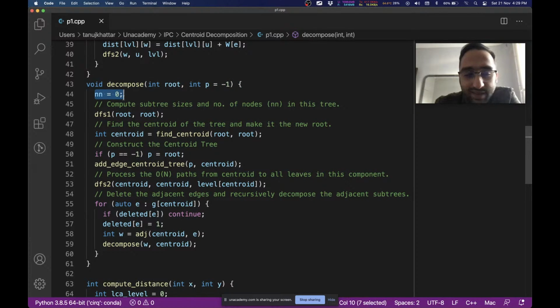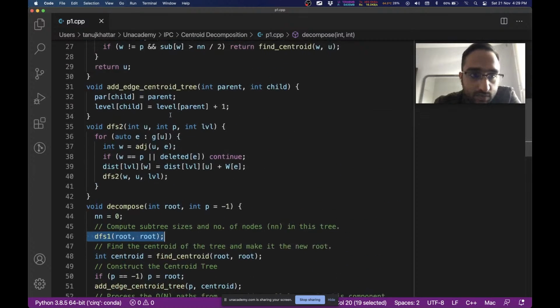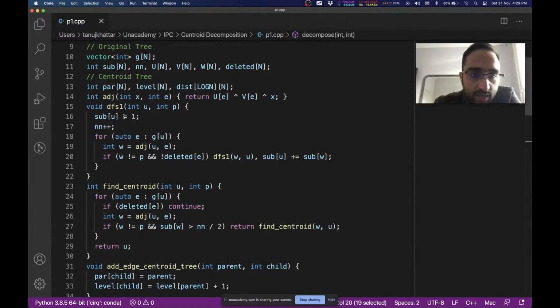So it will become more clear what the parent represents. NN is, I mean it's bad naming probably, but NN is the size of the subtree on which this decompose is being called. On the first call of decompose, the size would be equal to n, the given input n. But when you call decompose on smaller subtrees, it could be a smaller number. So I do a DFS to compute the subtree sizes. I root my tree on node 1 and do a DFS to compute the subtree sizes. So my DFS 1 is nothing, just the subtree size of u is 1.